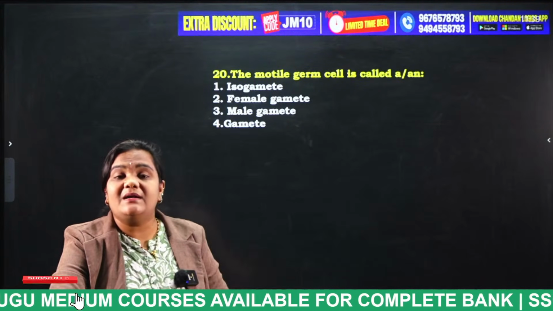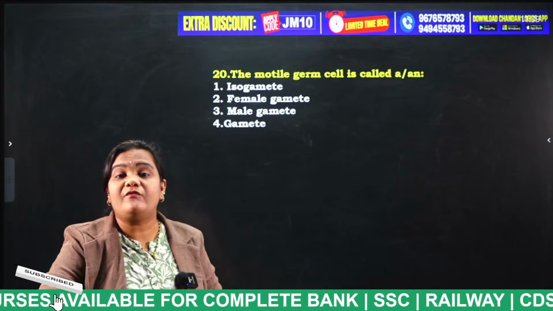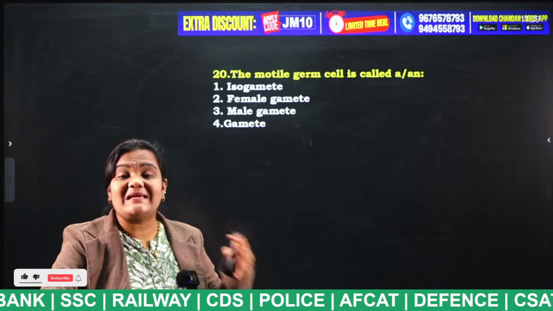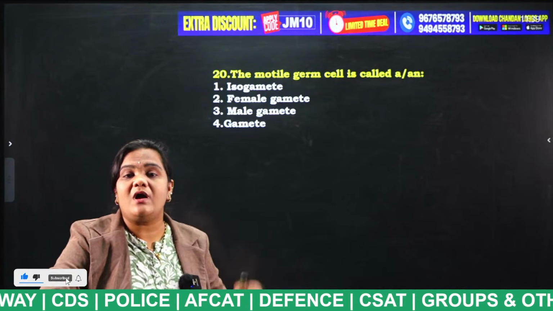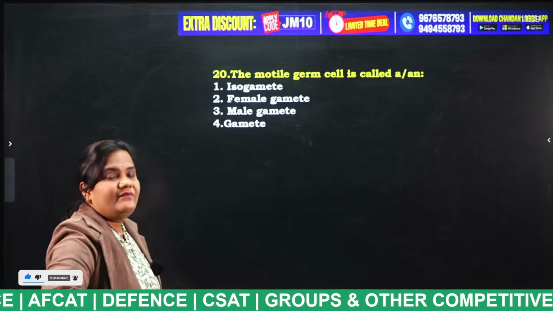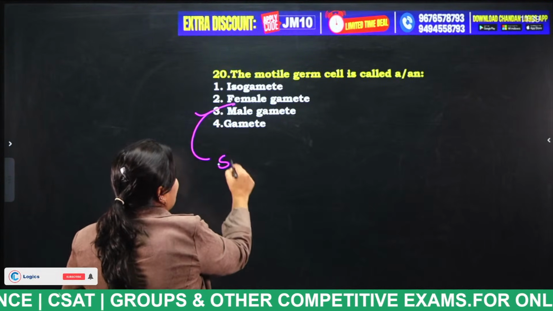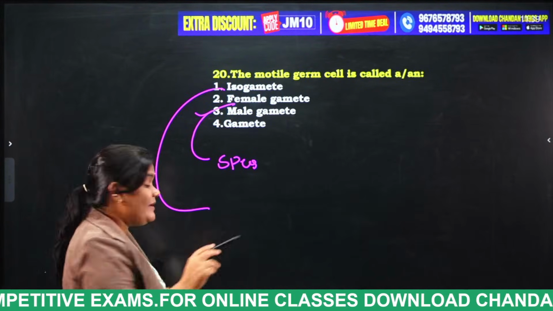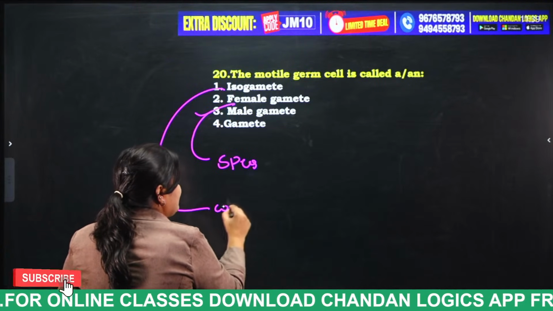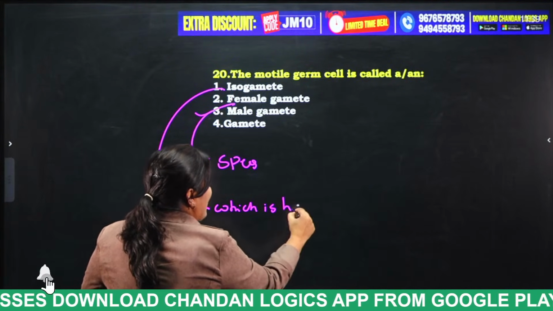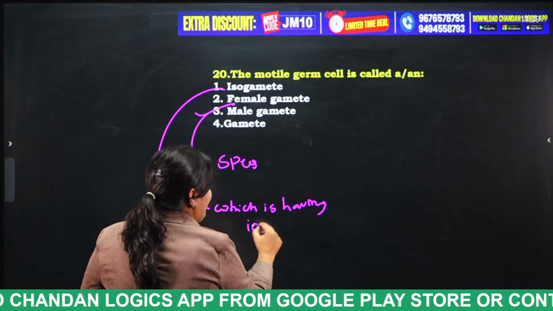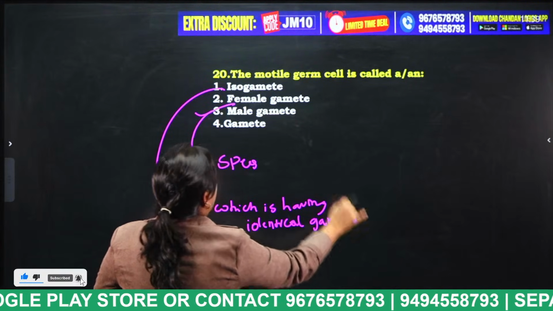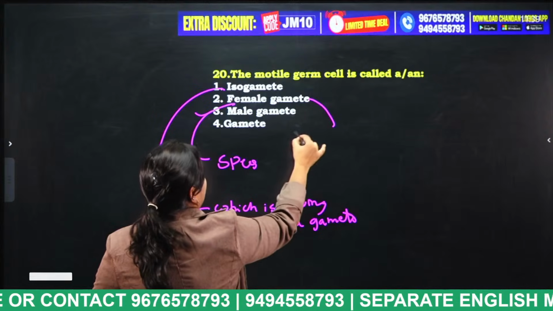That means that gamete has the capacity of swimming. Now, try to answer. Very good. Male gamete is nothing but sperm, and isogamete is nothing but having identical gametes, identical gamete structures. What do we call that, students? Isogamete. And the female gamete is nothing but egg.